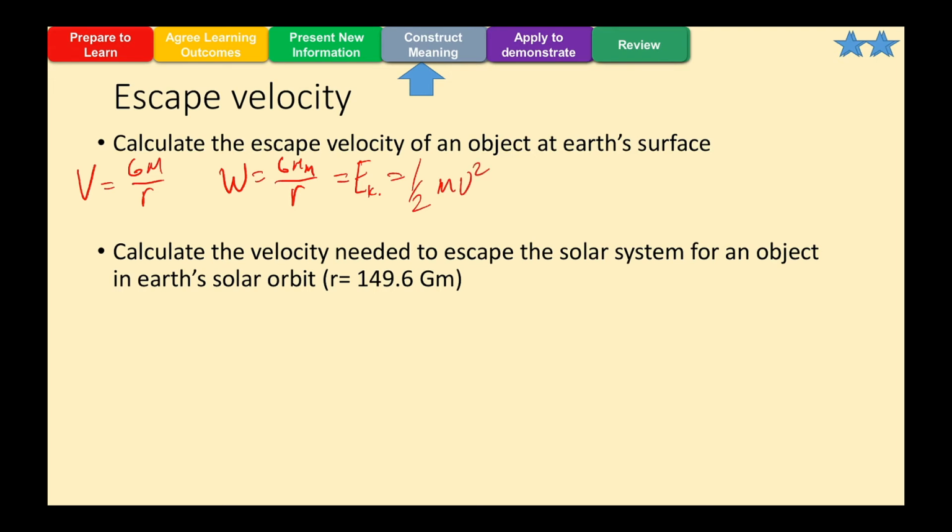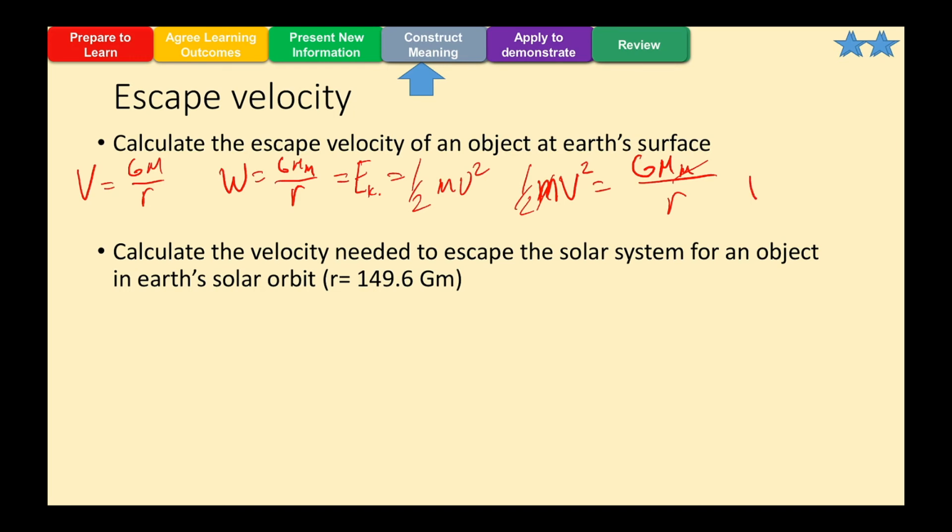1/2 mv squared. So if I do a little bit of rearranging, you know what, I'm going to rewrite it all. 1/2 mv squared is equal to big G, big M, little m over r. Well, this little m and this little m will cancel out, so that actually means that the mass of whatever object you're trying to have escape the gravitational field is irrelevant. As long as it's moving at this speed, it will be able to escape the gravitational field.